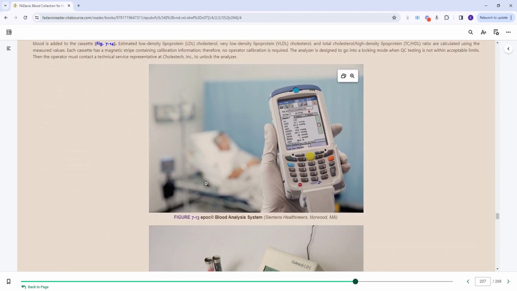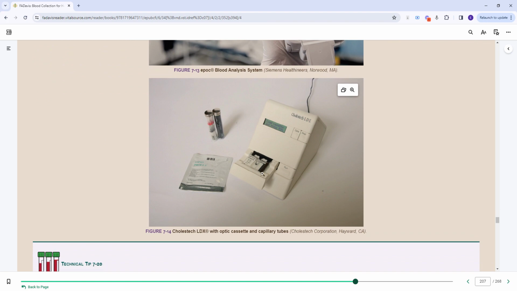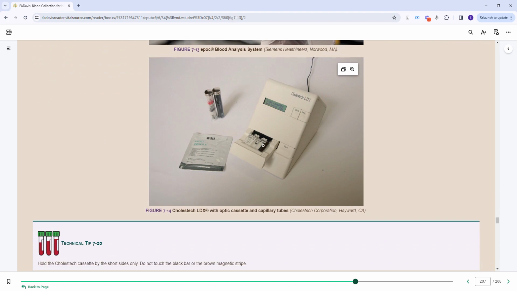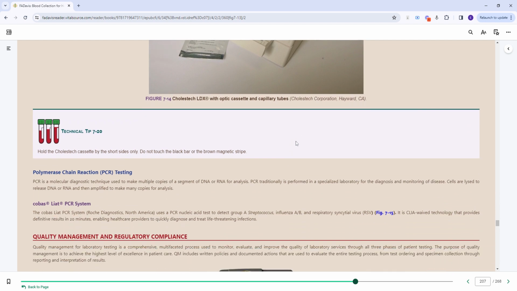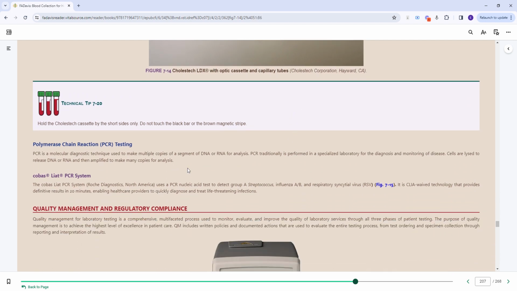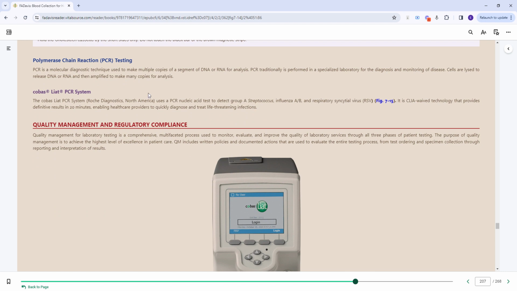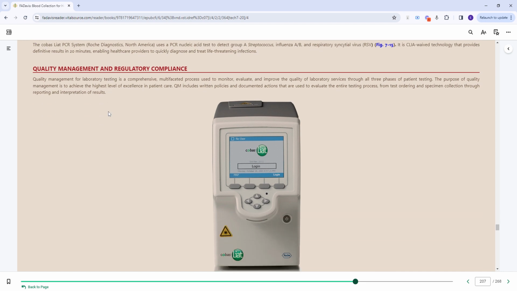Cholesterol check. The blood goes on the cartridge. You push the cartridge in and it will read out and print out results if you have one with the printer. PCR testing. Where have we heard PCR testing before? COVID testing. There are other types of PCR testing, but for our prior knowledge, most of us are familiar with PCR testing from COVID.